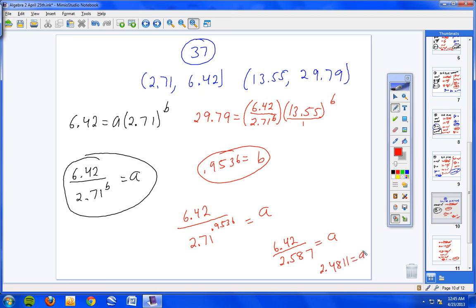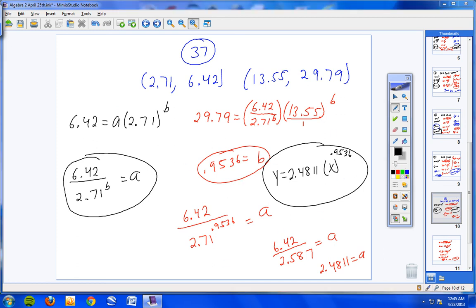So 2.4811 equals A. Now let's go ahead and write our model right here, then I'll check it in the back of the book, and hopefully we're going to be right. Y equals A, and A is 2.4811, and then X to the B power, and B is 0.9536. Let's check in the back of the book, and hopefully, yes, woohoo, we got it right. Going to bed, guys. Hope you guys understood this, and we will have Friday's lesson, and we're done for the week.